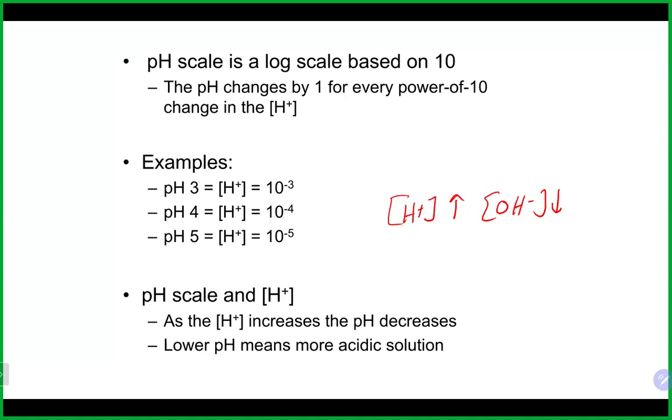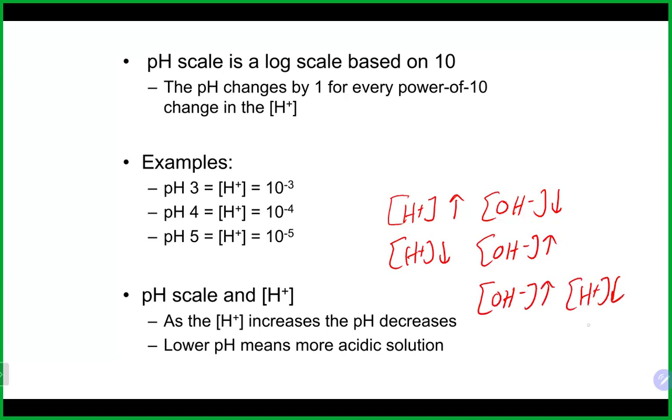And vice versa, obviously, if the H plus concentration went down, we would see an increase in the OH minus concentration. And if we see an increase in the OH minus concentration, that means we do see that decrease in the H plus, and we will see a rise in pH because we have more OH minus than H plus. So the pH will go up and perhaps be basic in that situation. Questions on that there?